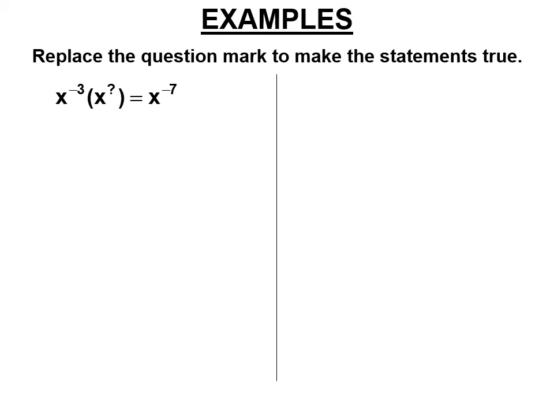We haven't had one of these question mark questions in a while. So negative 3 plus blank equals negative 7. What could go in there? Well, the question mark has to be negative 4, because negative 3 plus negative 4 is negative 7.